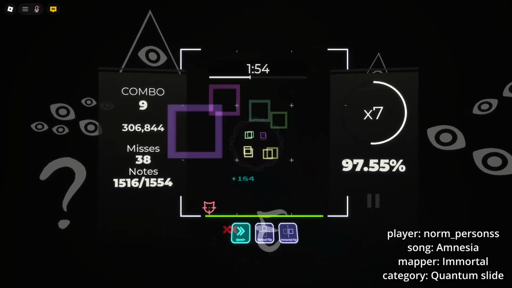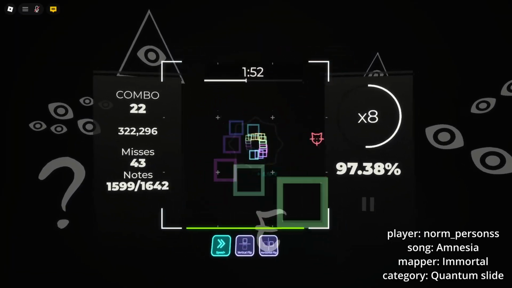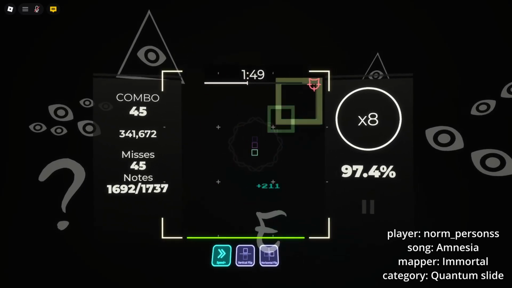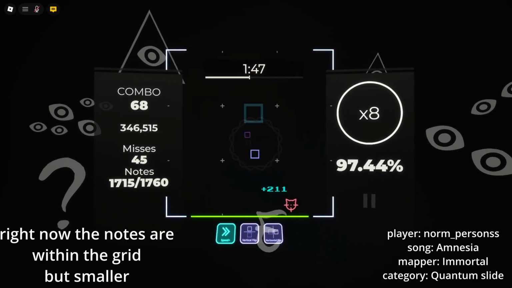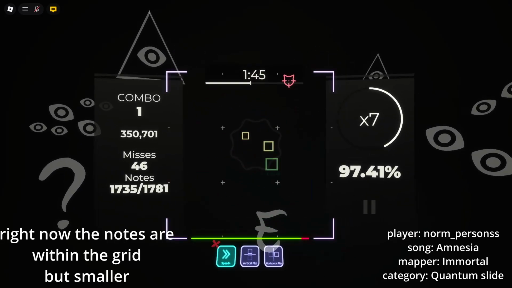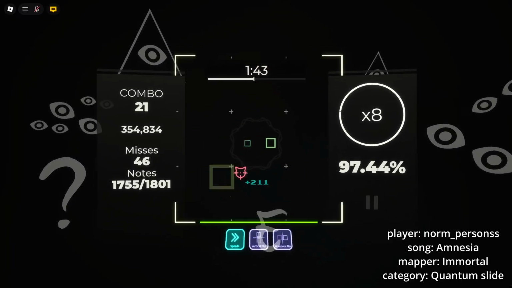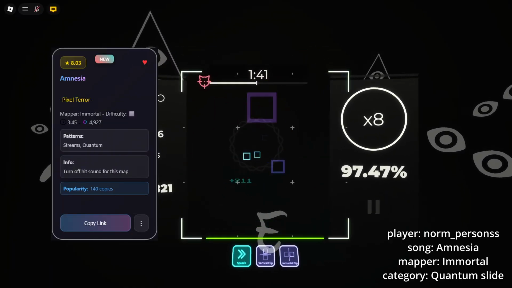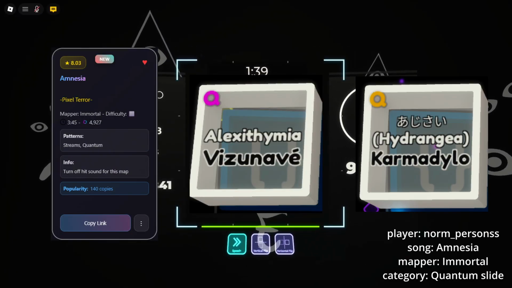Also, if the nodes are perfectly within the grid, but they are smaller, that also counts as quantum. And using modifiers like hard mode to make squares smaller does not make the map change its pattern. Some examples of quantum maps are amnesia, alexithymia, and hydrangea.